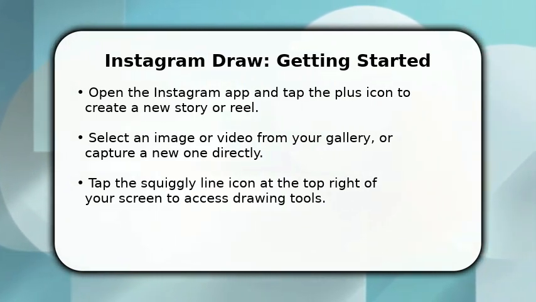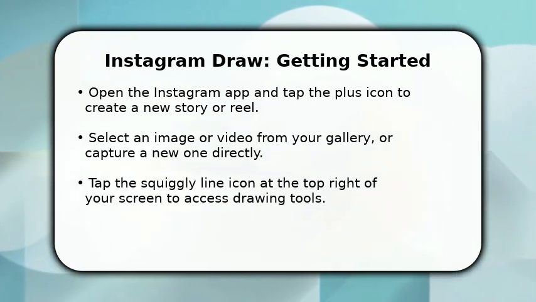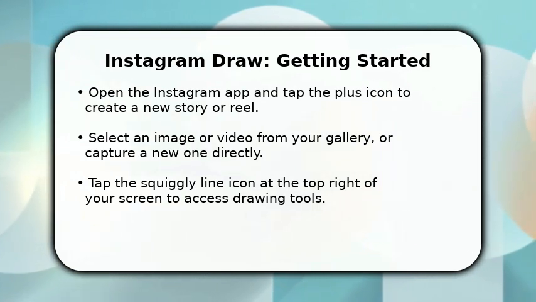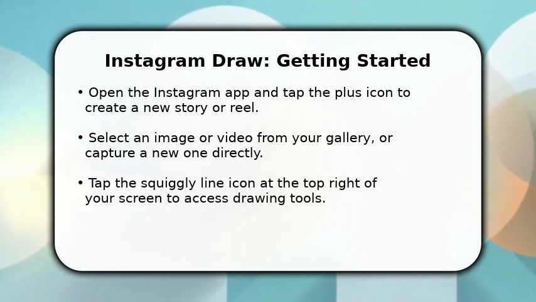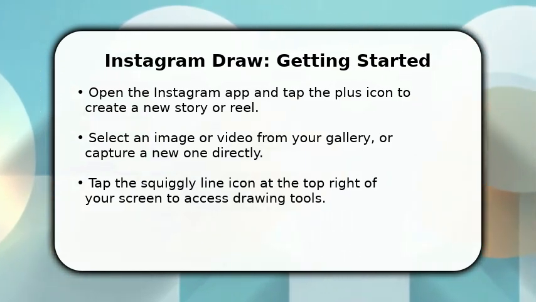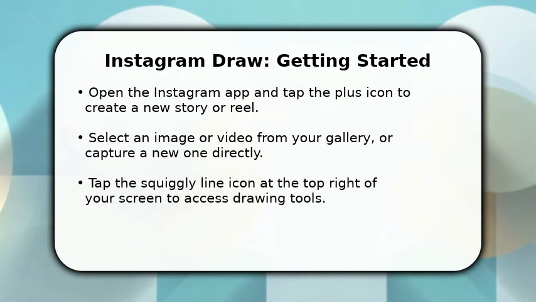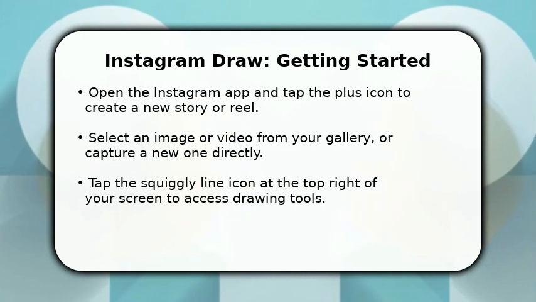First, open your Instagram application and tap the plus icon to begin creating a new story or reel. Next, choose an existing photo or video from your device's gallery, or simply capture a fresh one right within the app. Once your media is selected, look for the squiggly line icon located at the top right of your screen. Tapping this will open up all the drawing tools you need to get creative.